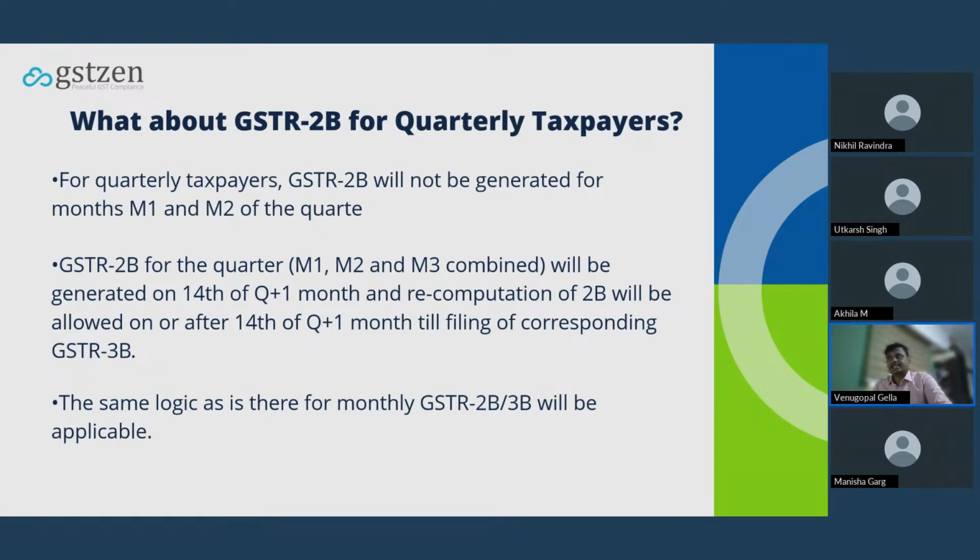What about quarterly payers? If you see quarterly payers, they are not taking any action on 2B in month 1 and month 2. It is quarterly, they are only filing the returns. Monthly, they are anyhow paying the taxes, and in 3B they are computing their ad hoc liability. So for the quarterly taxpayer, 2B is generated only in month 3. Hence, the 2B gets generated on the 14th of the quarter plus 1 date.